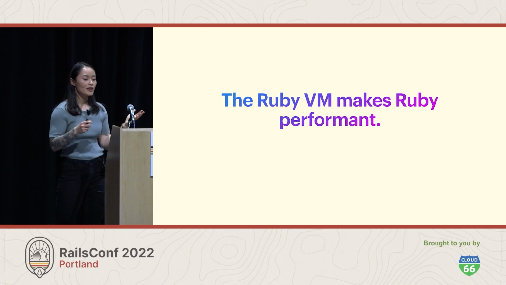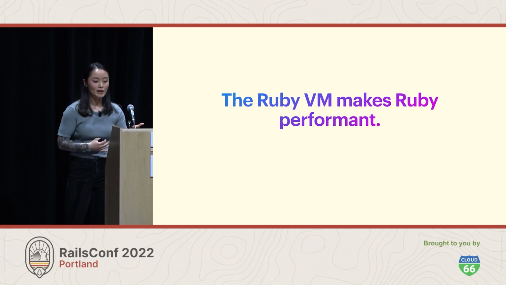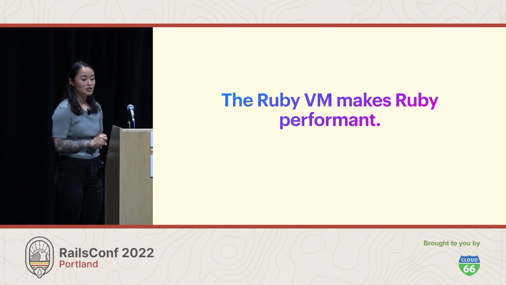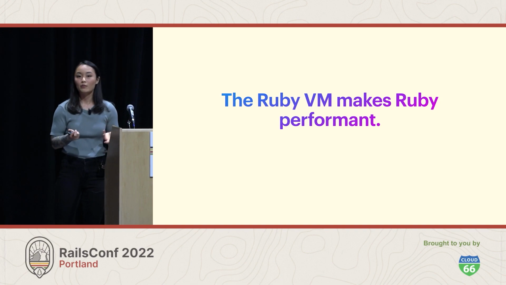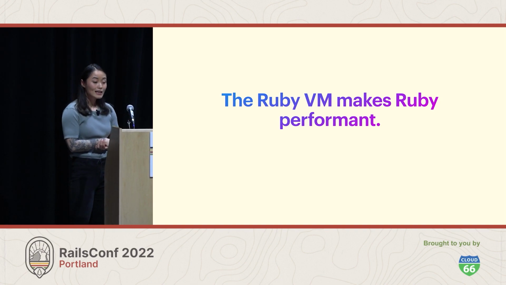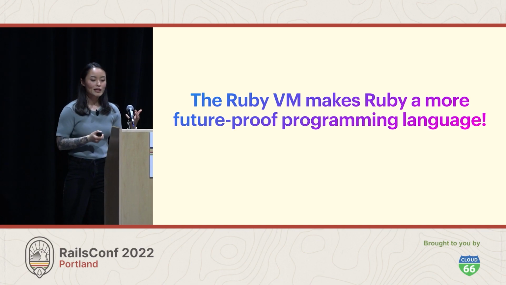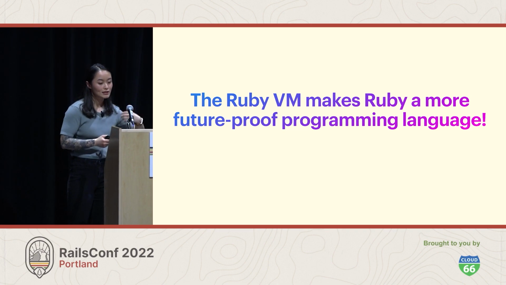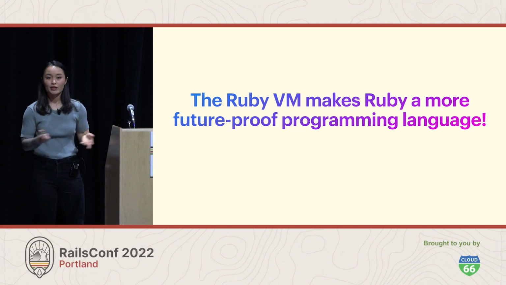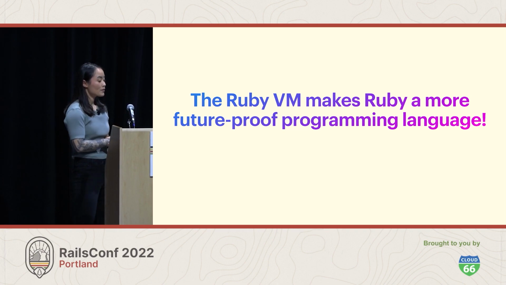The next thing is that the Ruby VM makes Ruby performant. So having a Ruby VM and compiler makes Ruby, and in turn Rails, run faster. And plus, we can cache the instructions to be used at a later time using gems like Bootsnap. And lastly, the Ruby VM makes Ruby a more future-proof programming language. As I said, it opens up more avenues for future performance. It increases through JITs, and who knows what we can do in the future using the bytecode.